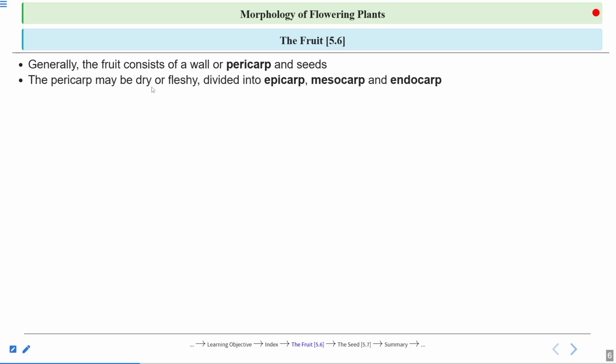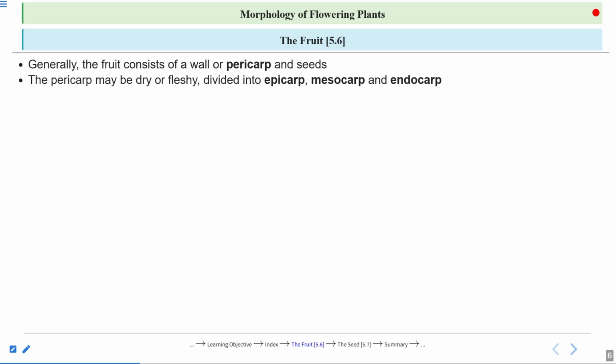And pericarp may be dry or fleshy. Very important. It means that the wall of the fruit can be dry or fleshy. You can divide the whole wall of the fruit, or you can say the pericarp can be divided into epicarp, mesocarp, endocarp, right? So the wall of the ovary now becomes the wall of the fruit, and the wall is called as pericarp.